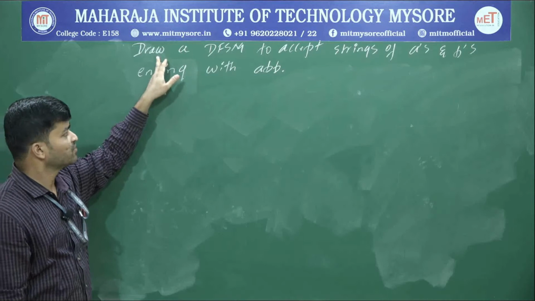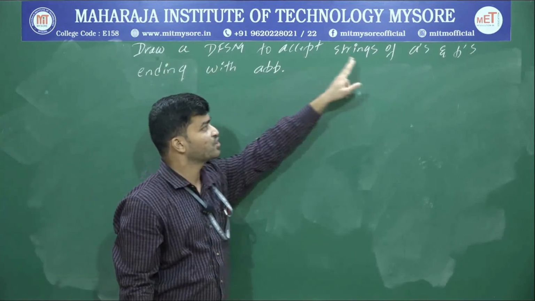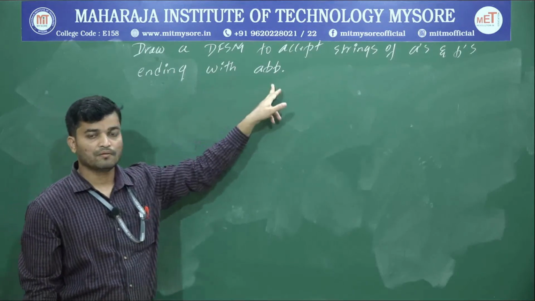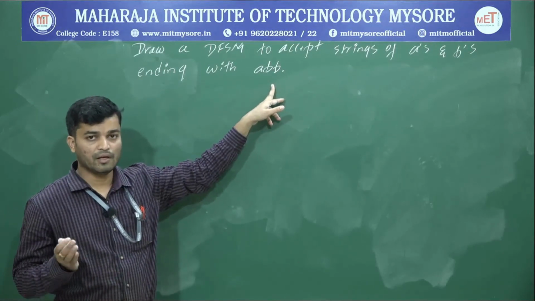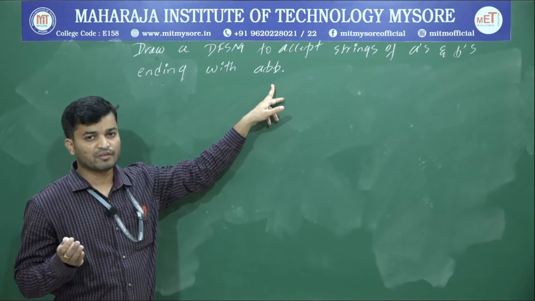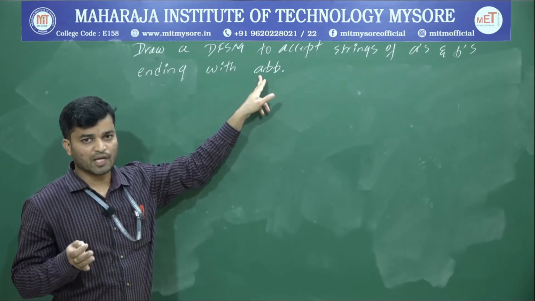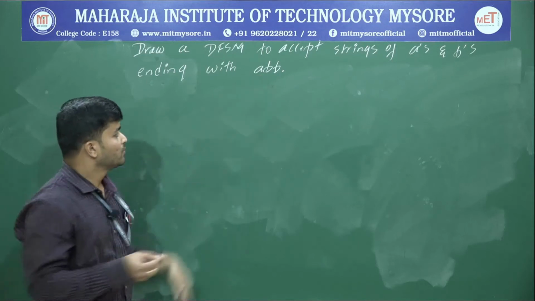So next I'll continue with the next problem. Draw a DFSM to accept strings of A's and B's ending with ABB. You can take any string formed with the symbols A and B, and it should end with ABB. That is our requirement. So what is the first step?